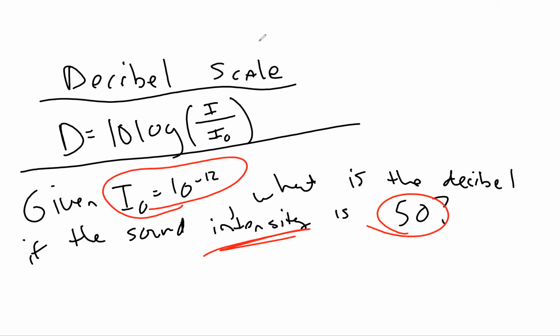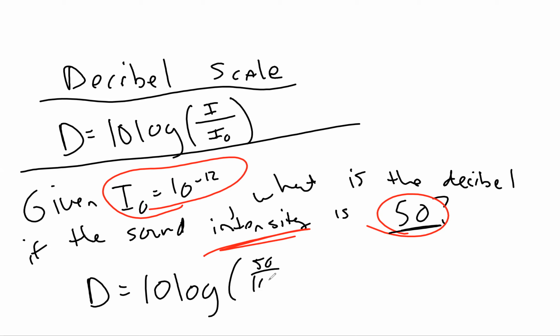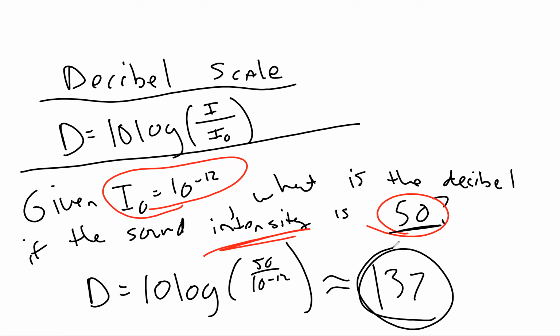Now I have my numbers, so I write D equals 10 log, with my intensity of 50 on top and my I sub 0 of 10 to the negative 12 on bottom. Then what do I do? Calculator. The instructions say to round to the nearest whole number. Practice typing it in; it's going to be 136 point something, but we're rounding. Type this in and try it. If you get it, great. If you don't, tell me what happened. We'll look at it and then we're done.